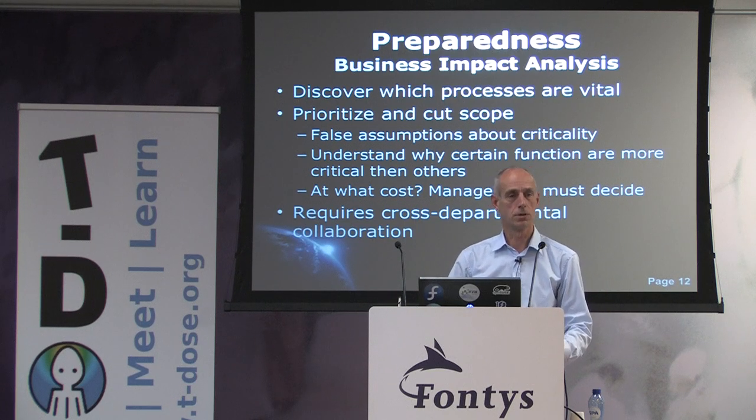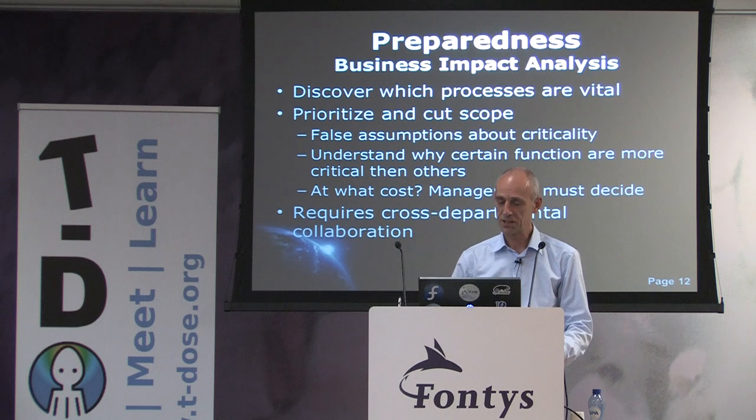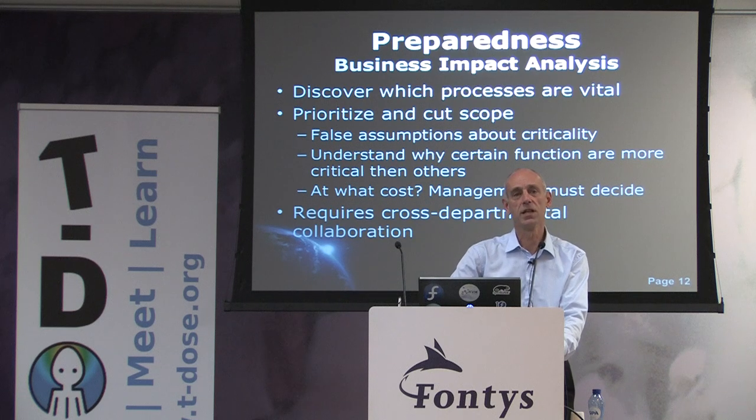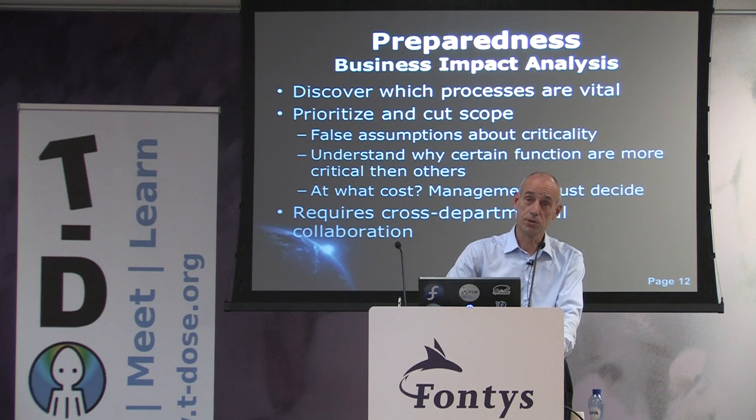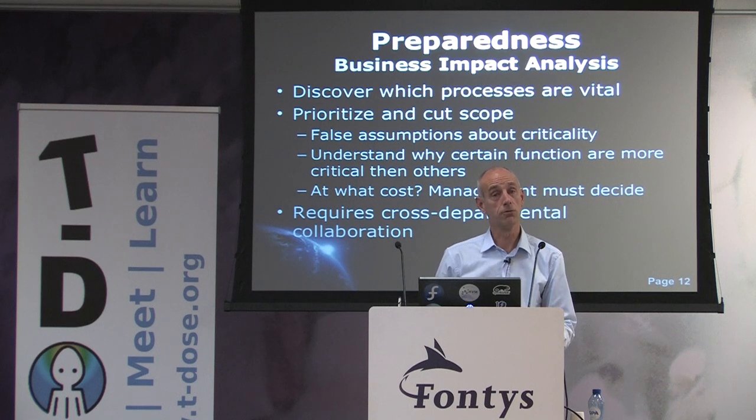So not only IT people, but also business people, even people from the top, because they have to give you money for it, and other kinds of people, financial people, even sales. Everybody has to have their say about what is critical for them in the processes. You have to understand it. You have to communicate. And management is important to involve, because it will cost money. Preparedness is a kind of insurance, it costs you money. Very important, it should be cross-departmental. It's not only IT. IT is a big part of it, I know, but it's not the only thing. I will give you an example in a short while.